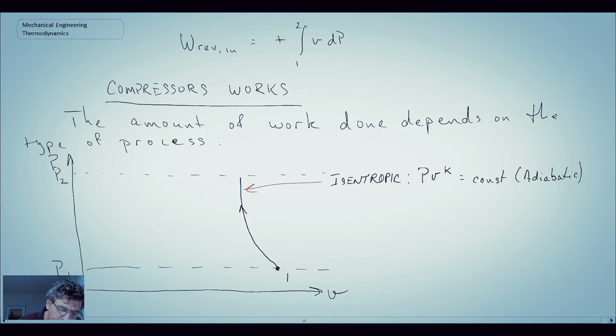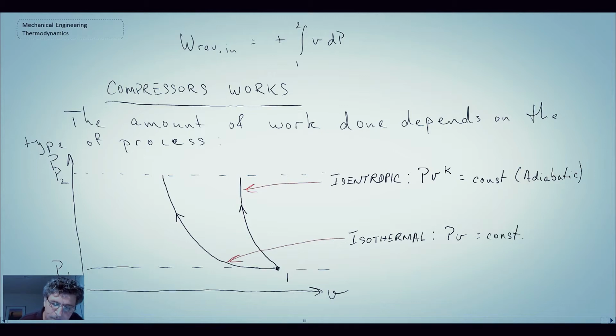At the other extreme, we have a process that looks like this. That process is isothermal. So that would be a compressor whereby we were cooling the gas as it was being compressed. And you would have to do a lot of cooling in order to keep the gas at a constant temperature. In reality, we would never see a compression process like that.